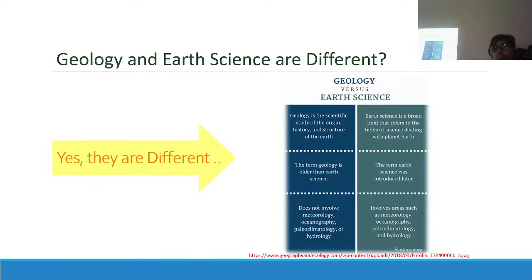The term geology is older than earth science, and earth science was introduced later. Earth science involves areas such as meteorology, oceanography, paleoclimatology and hydrology.